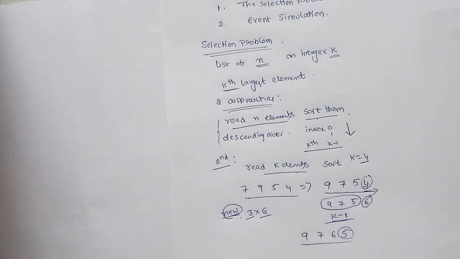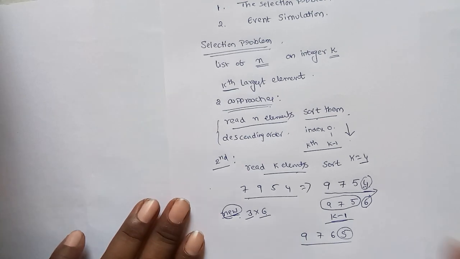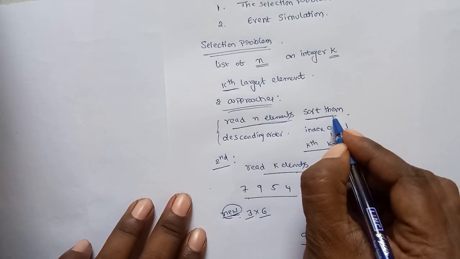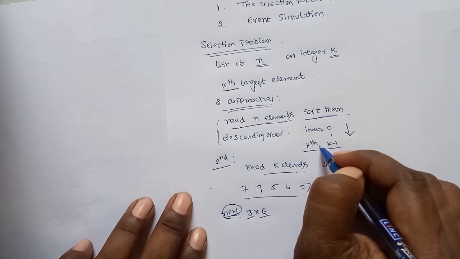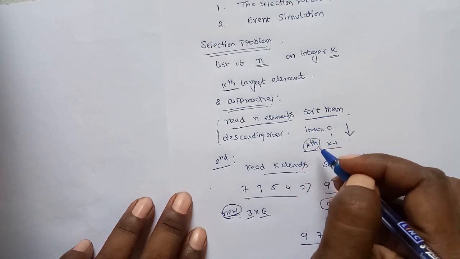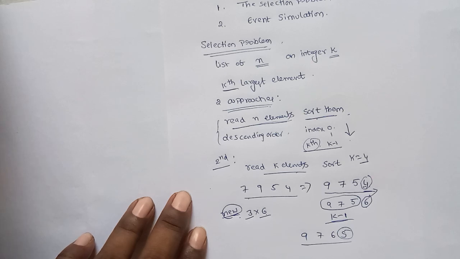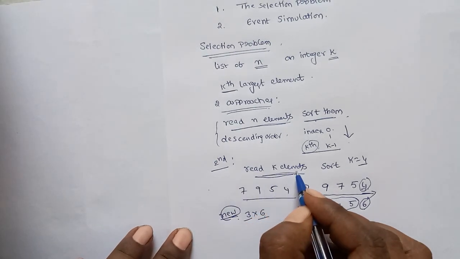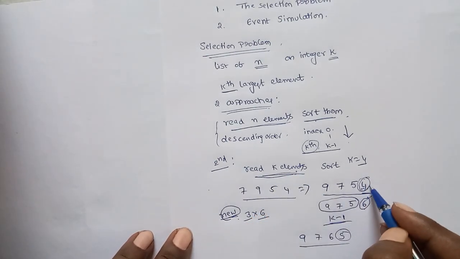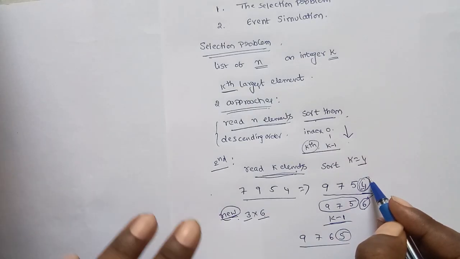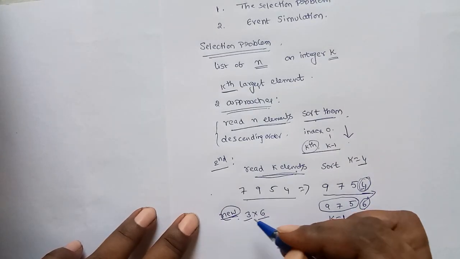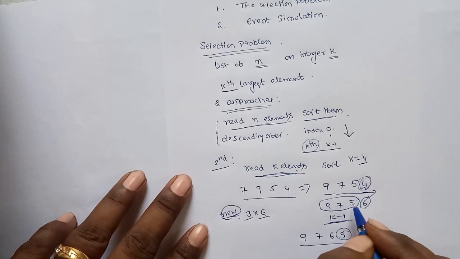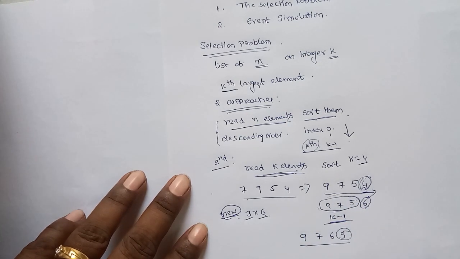Observe the difference between the first and second approach. In the first approach, we read n elements and sort them, and to find a particular position, we simply return the corresponding index value. But in the second approach, instead of sorting all n elements, I am sorting only k elements. The kth largest element is at this position. Whenever a new element occurs, compare that new element with this last index. If it violates the property, swap this element and compare with the remaining k minus 1 elements.